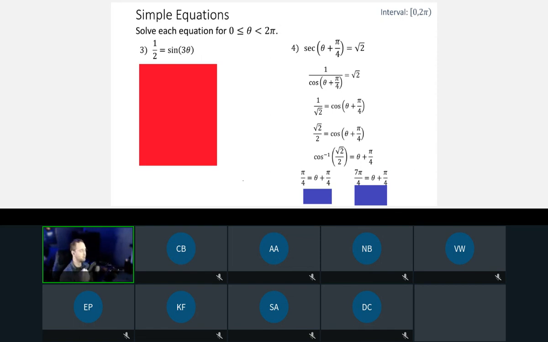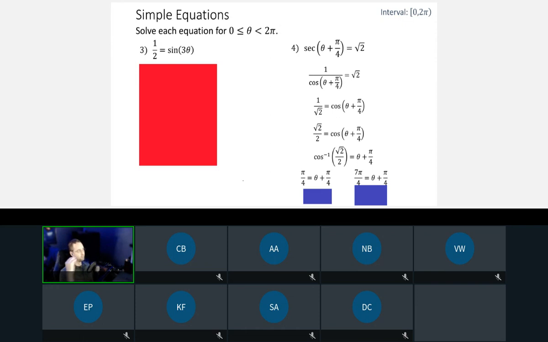If you're ever in doubt of these two being correct, you can type in cosine of pi over 4, hit enter, you will get radical 2 over 2. You can also type in cosine of 7 pi over 4, hit enter, you will also get rad 2 over 2. It's kind of a way to check going backwards, right?